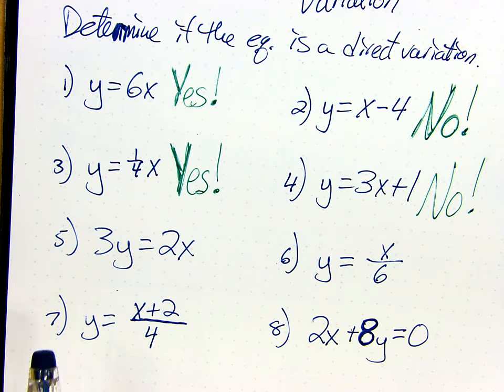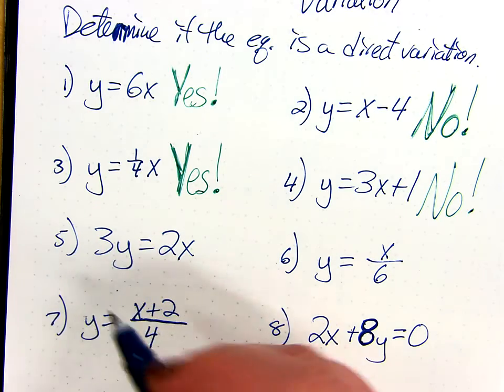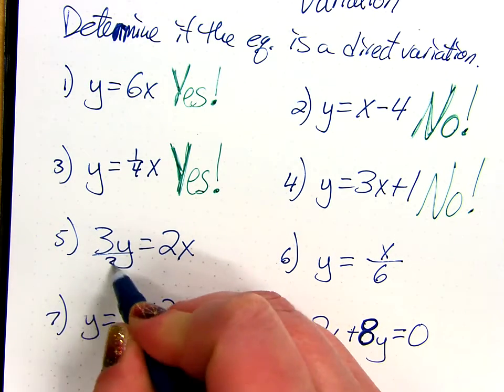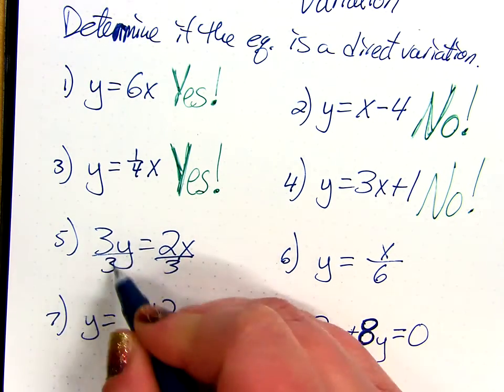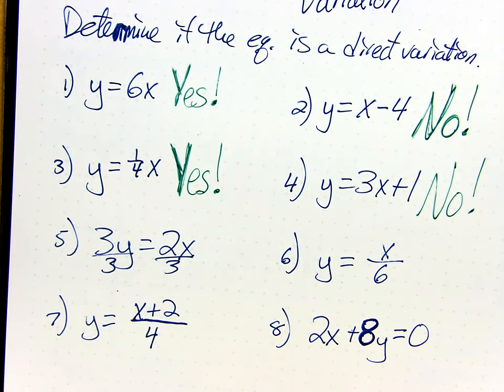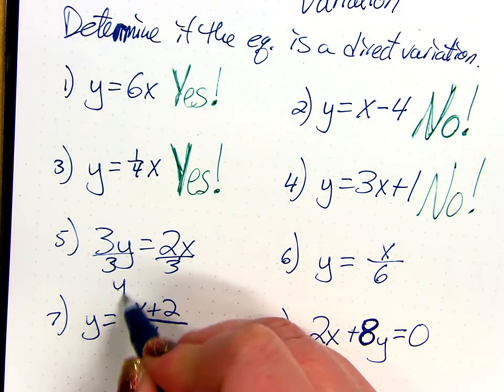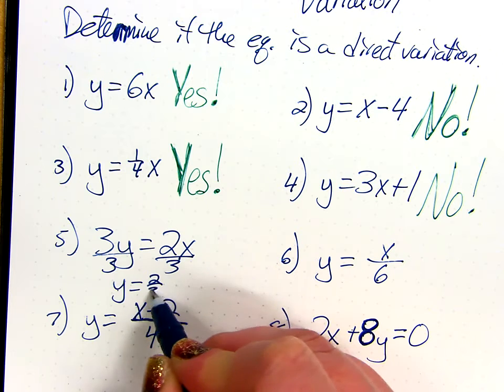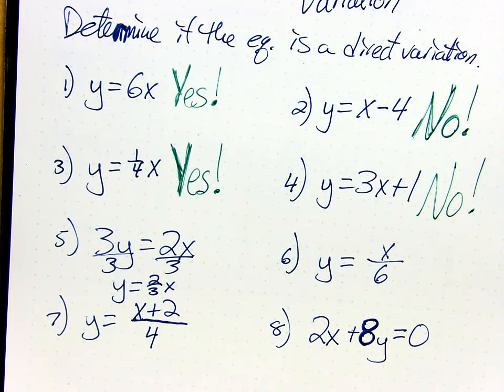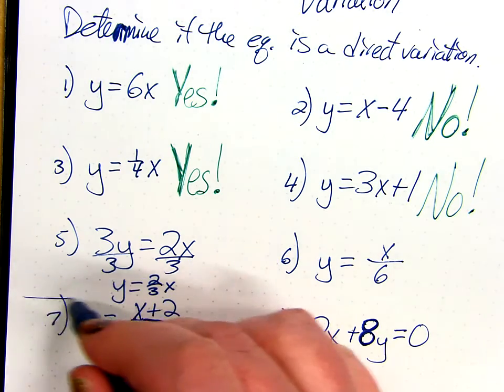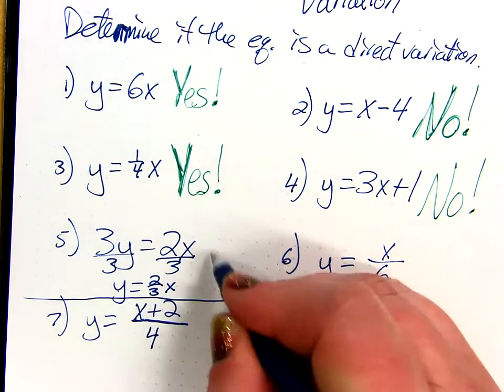So, Olivia, you have a thought? That's a great idea. If I divide both sides by 3, that at least gets that y by itself. Couldn't I now write this like this? Y equals 2/3 x? Can't you write it like that? And is that direct variation? It sure is. Y equals some number times x. So that's a yes.